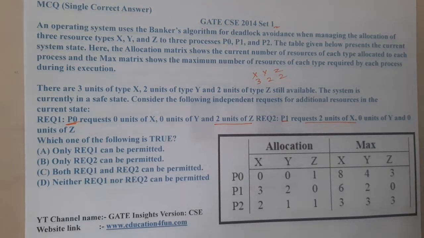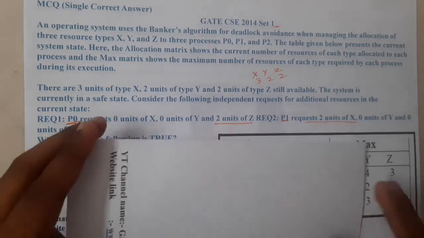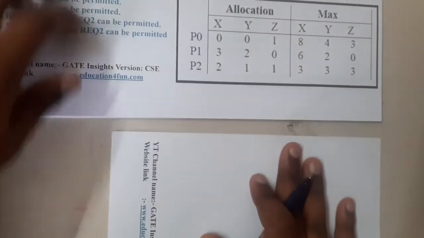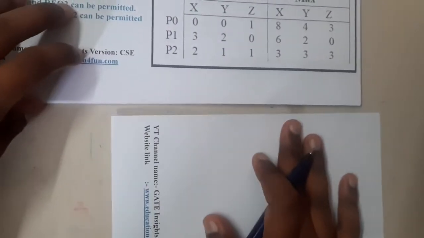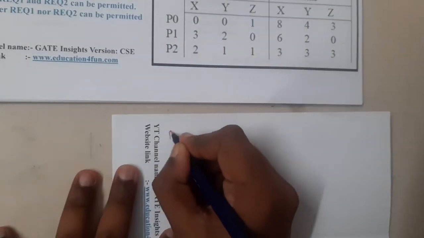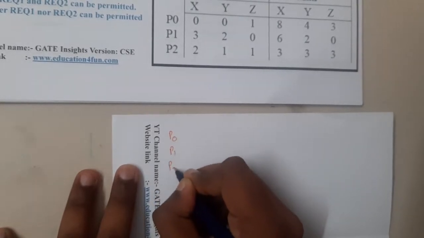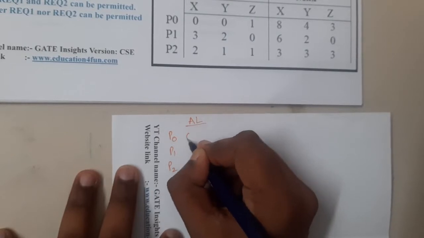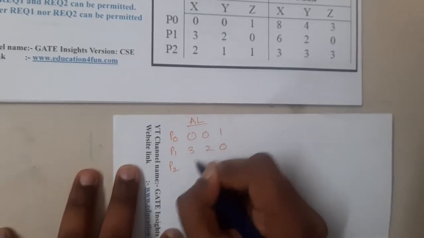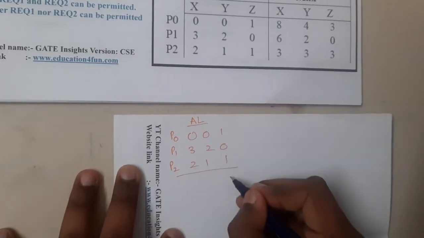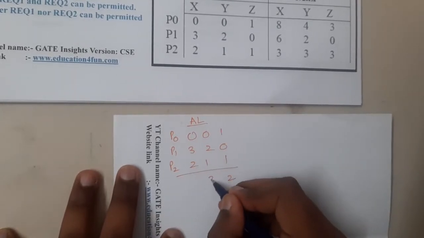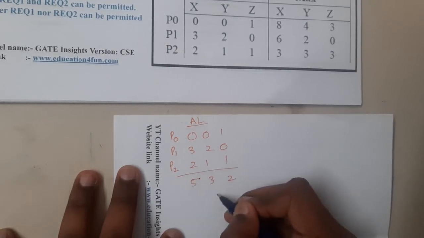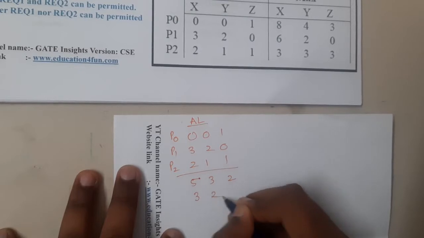Let us start solving this question. Let me write down everything which is given. They gave the allocation matrix for P0, P1, P2 over X, Y, Z: 0, 0, 1; 3, 2, 0; 2, 1, 1. So in total there are 2 Z's, 3 Y's, 5 X's, and they told us that the resources available are 3, 2, 2.